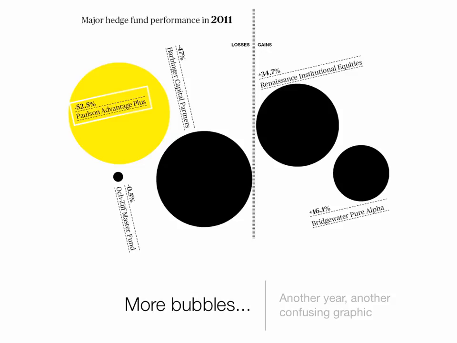What does this do? Do you get a sense of who did well and who did poorly, and in which years? Probably you've forgotten which of the big bubbles were black last time, except for Paulson, which is still yellow. You don't really get a sense of how they've performed relative to one another. If what you're trying to do is publish the data while hiding it in plain sight, this is actually a pretty good way of doing it.